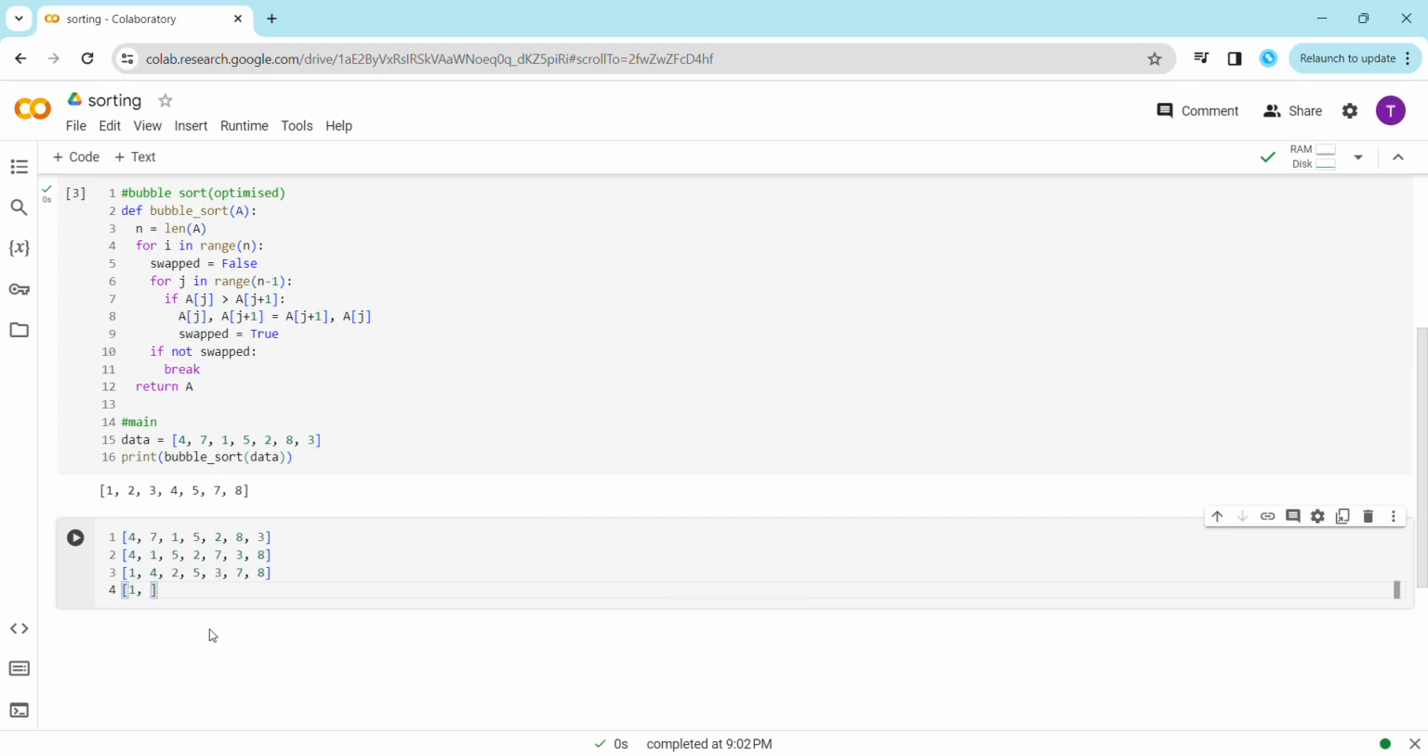So 1 remains in place, 4 is compared to 2, and they are swapped. 4 remains in place, and 5 is swapped with 3, and 7 and 8 remain there. Another version of the sort, and all of the numbers have been sorted into place.